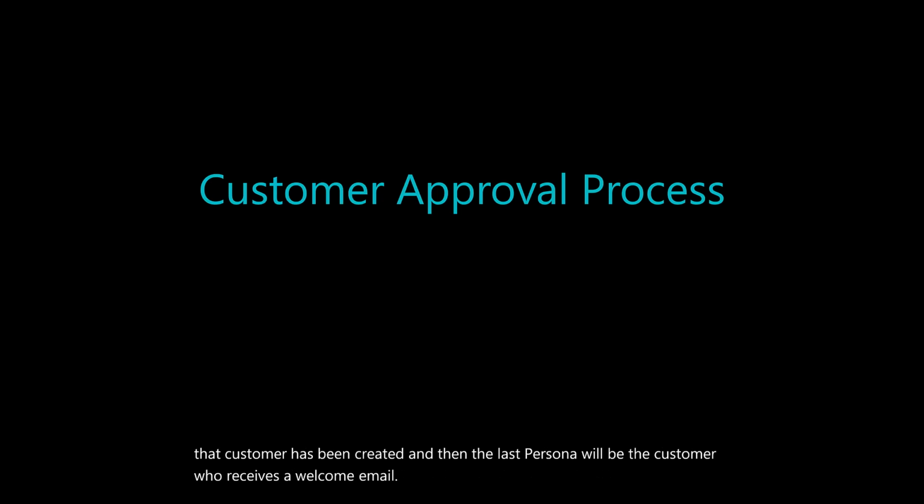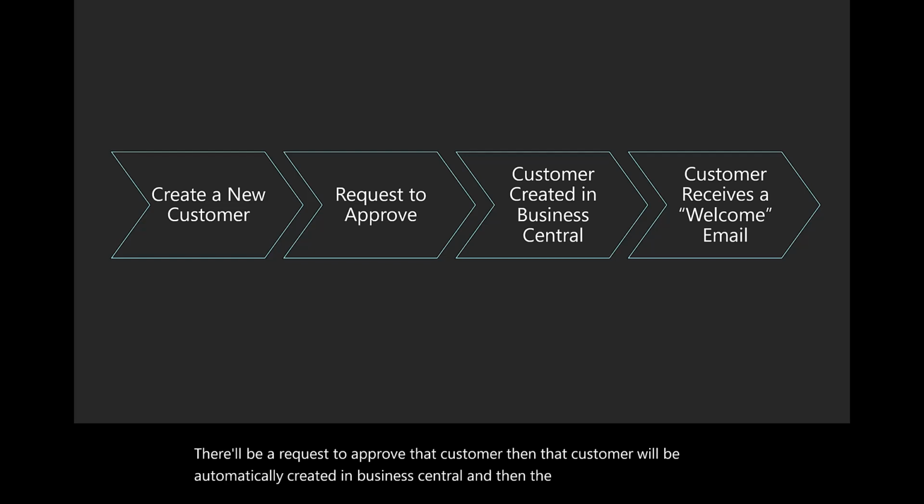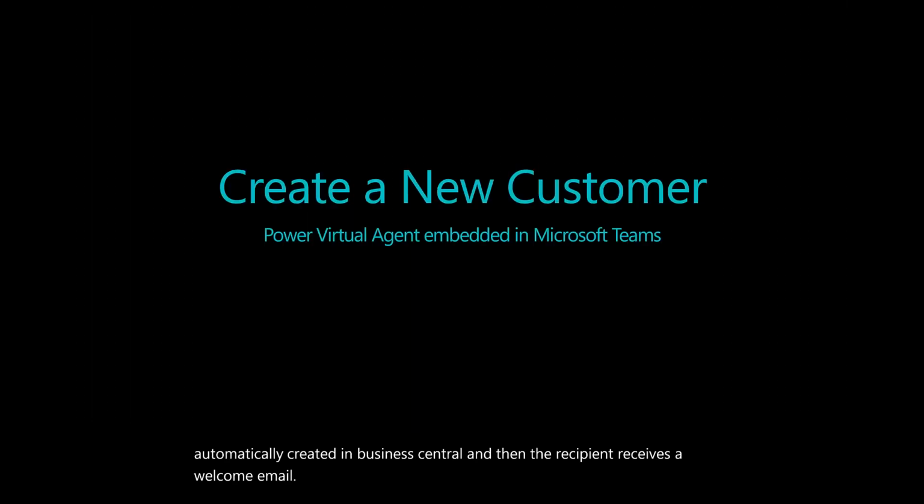So let's take a look at all of this technology and how we can apply it to a very common process, such as onboarding a customer. So we're going to create a new customer. There'll be a request to approve that customer. Then that customer will be automatically created in Business Central, and then the recipient receives a welcome email. So I'm going to begin by creating a new customer.